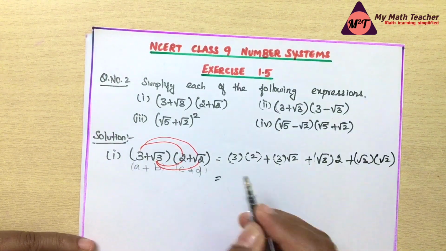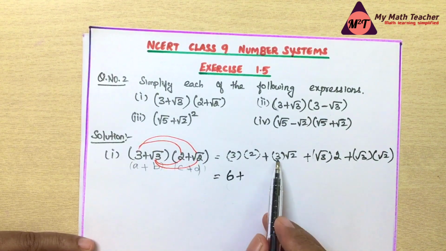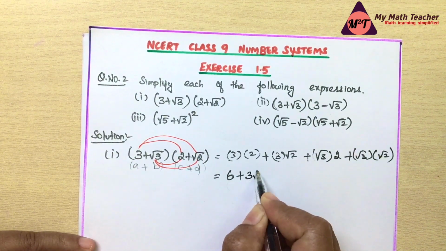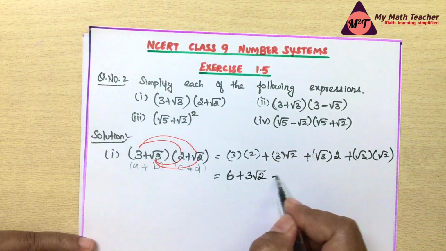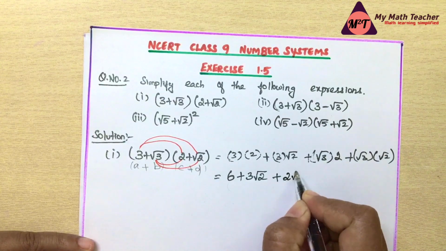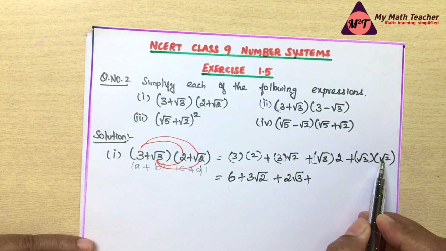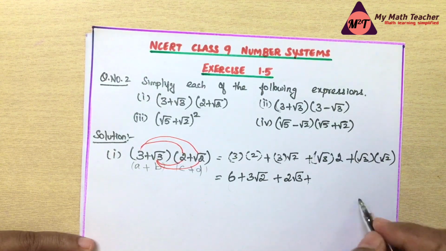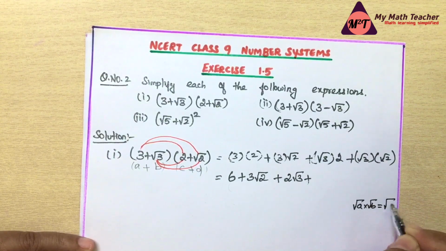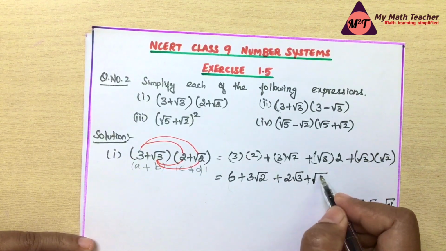Now just multiply. 3 2s are 6, plus 3√2. Always write the rational number first and then the irrational number. Plus √3 into 2, which you have to write as 2√3, plus now √3 into √2. It can be written like this. Always remember √A into √B is √AB. Just multiply, it will be √6.